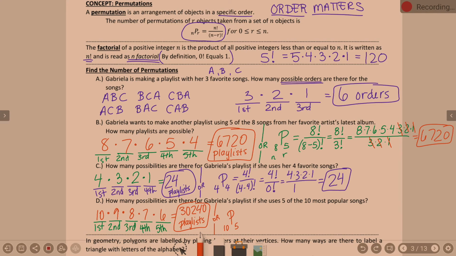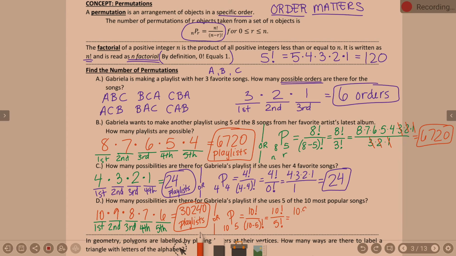So, if you're all about the shortcuts, on top it's going to be the left number, the bigger number, right? So 10 factorial, the denominator is going to be the two numbers subtracted. So I'm going to end up doing 10 factorial divided by 5 factorial. You can multiply those out in your calculator and divide them as is. Or you can think about some canceling, yes? Okay.